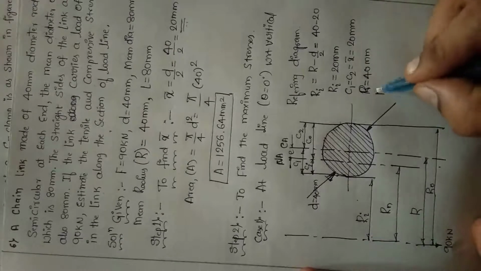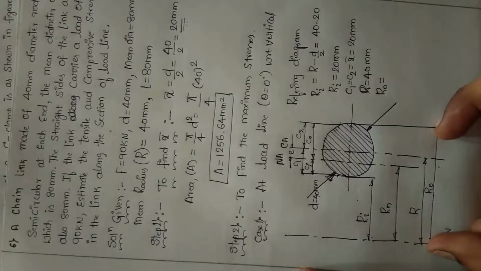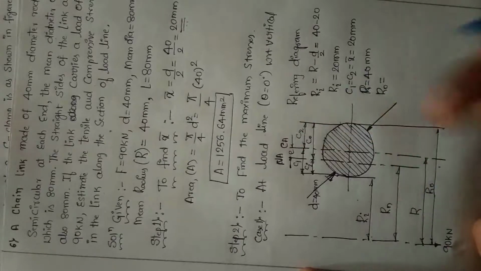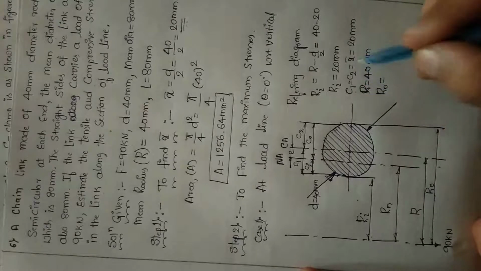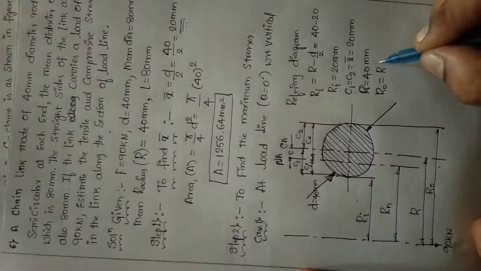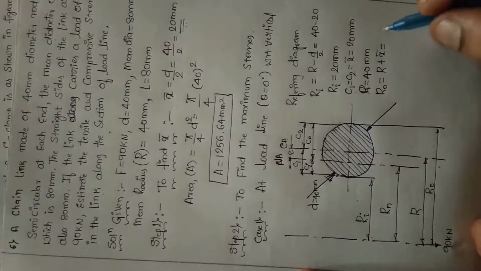Next, what is R naught? R naught will be R plus X, or C1, C2. However you can write R plus C1, C2, or X dash; all three are the same, whichever you write. I will write R naught is equal to R plus X dash, as it is a common letter there.